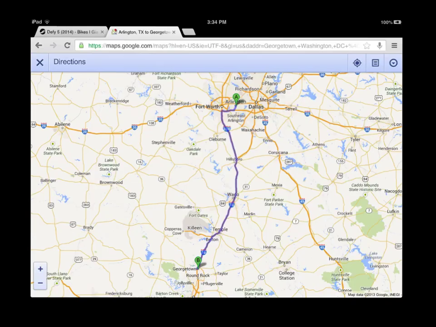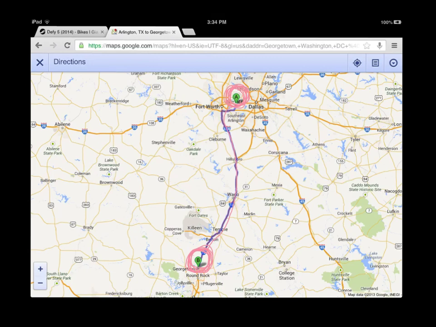Okay, so we got our map. We have our starting point. We're starting right here in Arlington. Let's make that come out a little bit better. Here we are in Arlington, and we're just going to go straight down this road to get to Georgetown. Now, does this look right? Does this look like what anybody expected? Well, for those of us familiar with the DC area, this is the entirely wrong map.